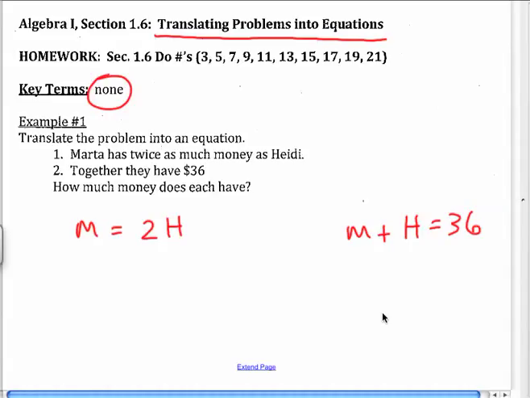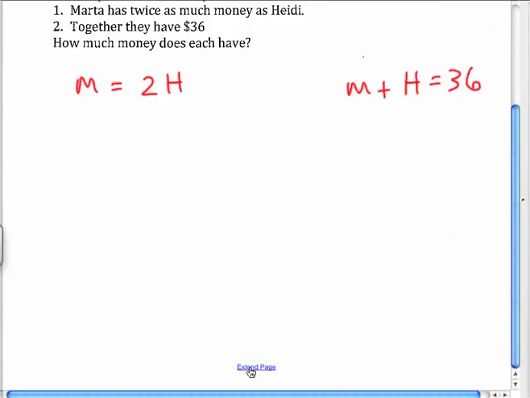So who can tell me, what would I do? How can I change this so that I only have one variable in an equation? Edward. Edward says that in this equation, instead of writing M, I can put 2H because that's what M equals. So I'm going to rewrite this second equation in green with 2H there instead of M. So I'm going to have 2H plus H equals 36. Now what do, Ben? You can add the 2 variables. And I get 3H equals 36.